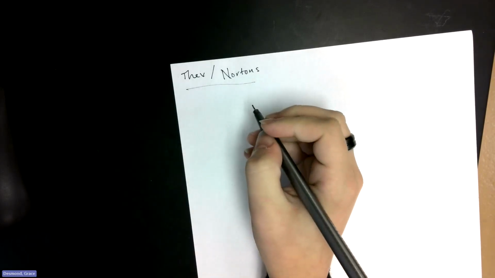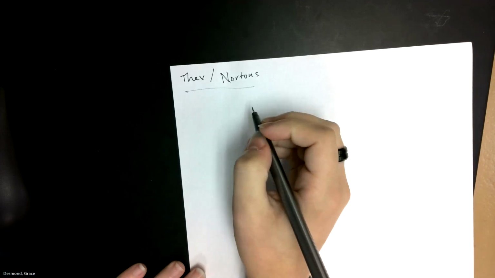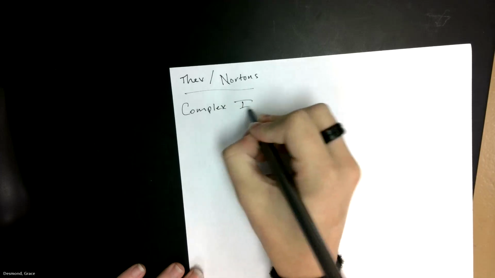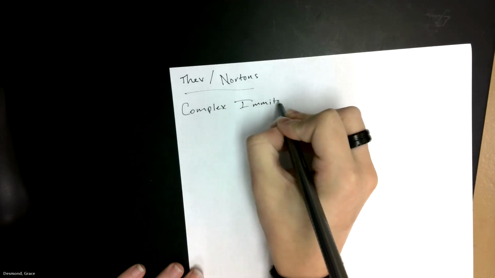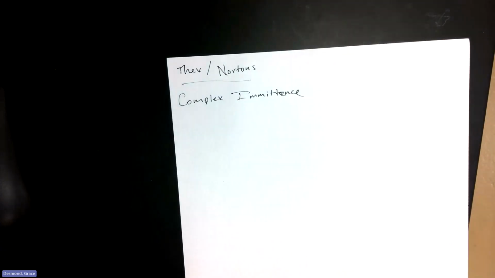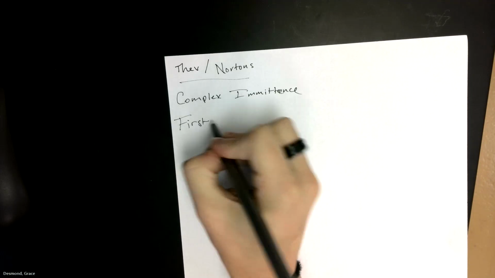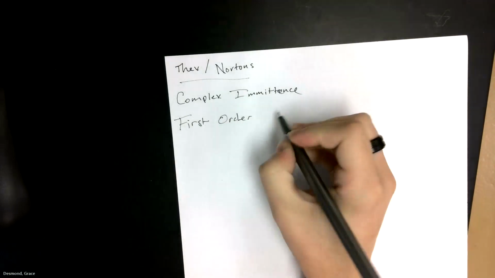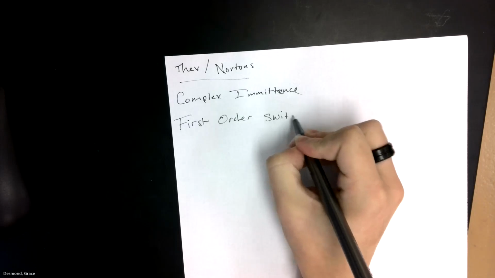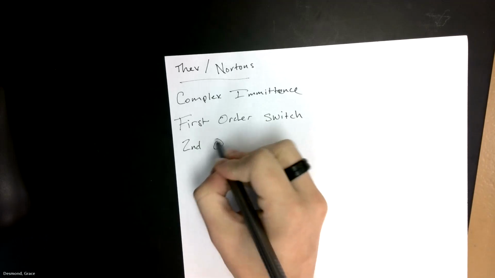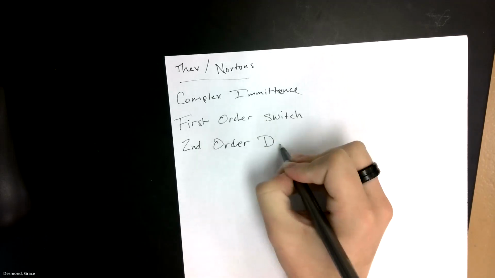There's going to be a complex admittance problem. I am going to misspell everything because I do not know how to spell. And then there's going to be a first order switch problem, and then a second order damping problem.